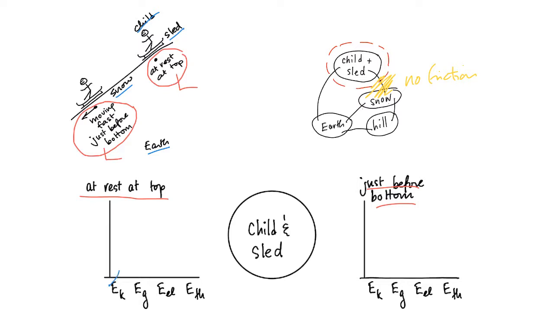All right, so at the top, does the child and sled system have kinetic energy? Are they moving? No, we're going to put an X here. At the top, does the child and sled have gravitational energy? The answer is no, because Earth is not in the system. Notice that Earth is outside the system. You can only have gravitational energy stored in the Earth-child-sled interaction if the Earth is in the system.